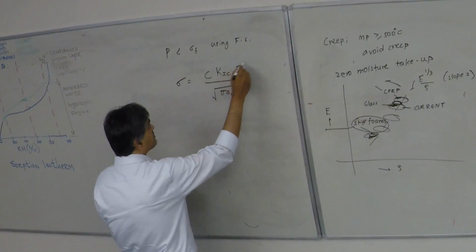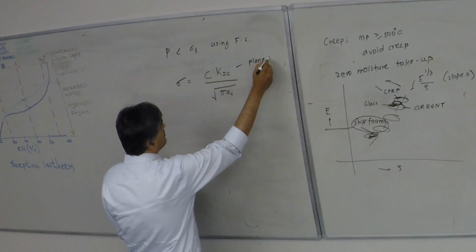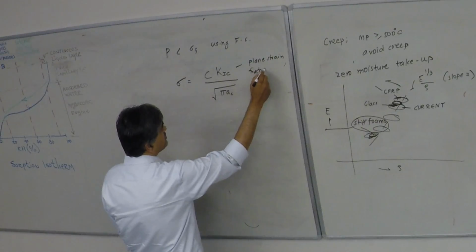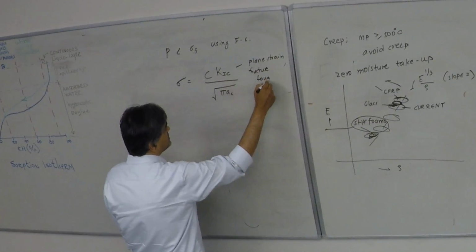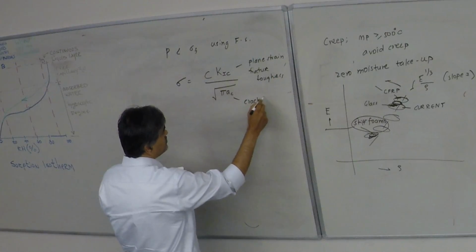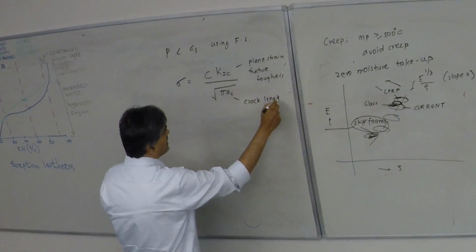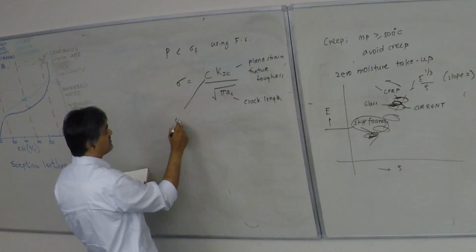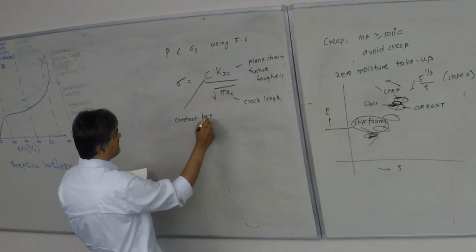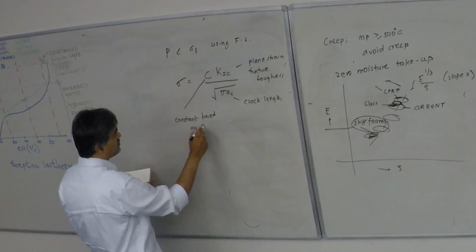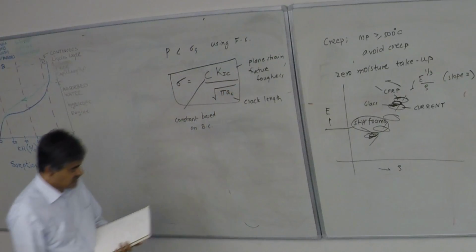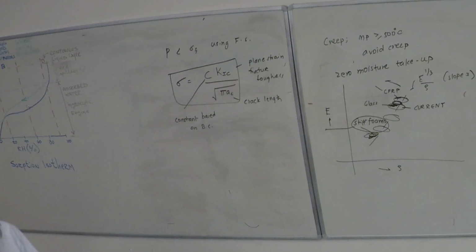So the K1C was the plane strain fracture toughness. A was representing the crack length. And C was a constant based on a boundary condition. So because we are treating this as a pre-existing crack.